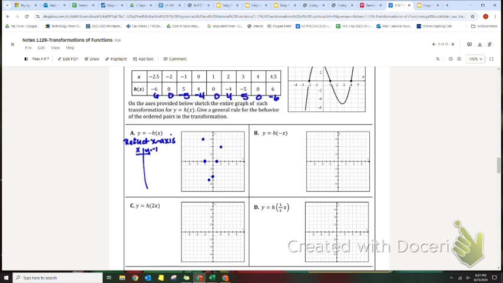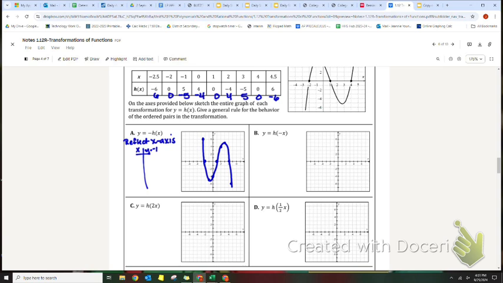I think it might be easier to make the new table. All right, it should look like my graph just turned upside down, reflected across the x-axis. And it does. It was going down to the left. Now it's going up to the left. It's going up to the right. Now it's going down to the right.